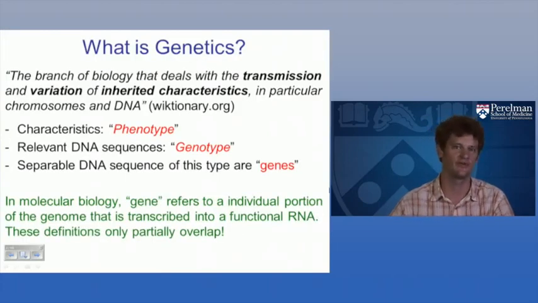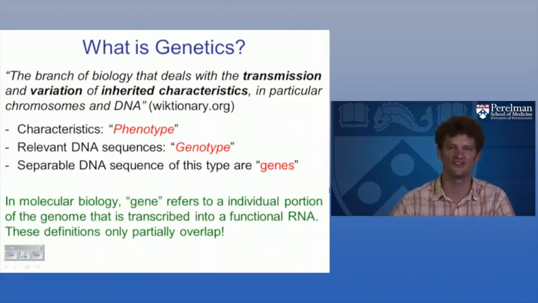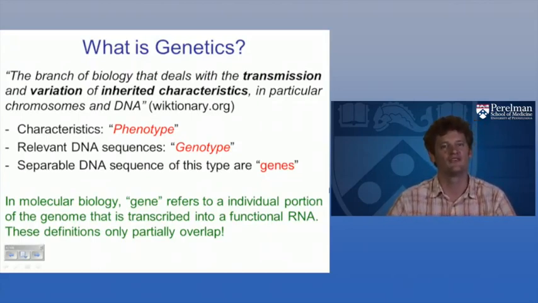All right, so why is genetics important in this genomic era? We can start with a definition of what genetics is. This is a quote that I got from Wiktionary.com, one of our favorite open source dictionaries. It's a branch of biology dealing with the transmission and variation of inherited characteristics, in particular chromosomes and DNA. Okay, so that's a reasonably good definition. The key aspects there are these inherited characteristics.